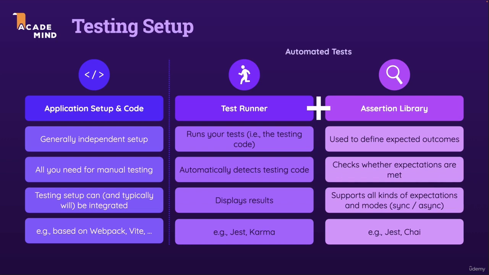In the next lectures, I will now walk you through an example project and an example setup, which also adds a test runner and an assertion library. And I will also explain why I'm actually not using Jest in this course, but instead a different tool, which, in my opinion, is even better and which is gaining a lot of traction lately.